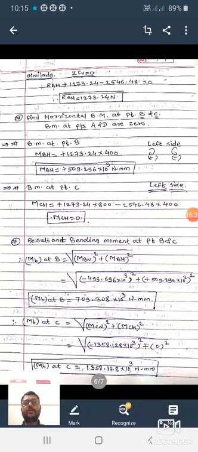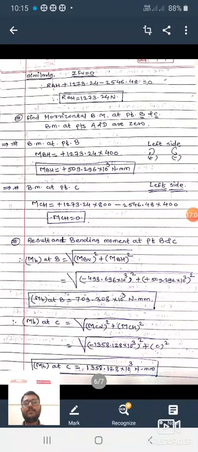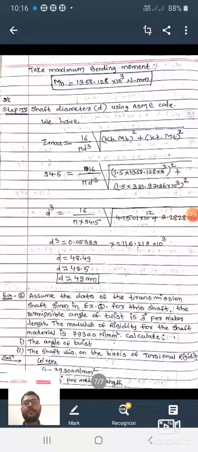And next, for the resultant bending moment at points B and C, we use the equation MB equal to under root of MBV square plus MBH square. Let us find the resultant bending moment at point B and at point C. Here the resultant bending moment at point B is 709.308 into 10 raised to 3 Newton mm, and the bending moment at point C is 1358.128 into 10 raised to 3 Newton mm. Then, taking the maximum bending moment, the maximum bending moment is 1358.128 into 10 raised to 3 Newton mm.